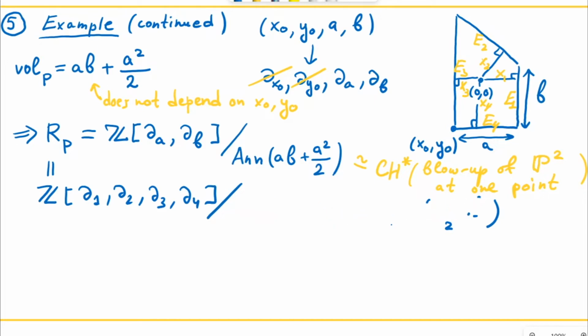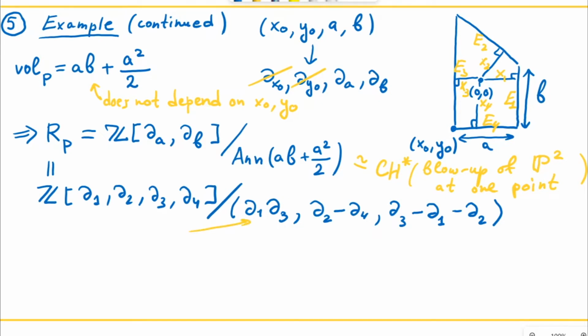For instance, we may notice that d1 d3 is 0 modulo the ideal because d1 d3 annihilates the volume polynomial. And this is the direct consequence of the fact that the corresponding faces, E1 and E3, do not intersect. So the intersection is empty. Then we have 2 linear relations in the ideal, d2 minus d4 and d3 minus d1 minus d2.